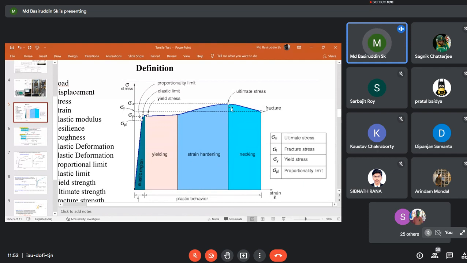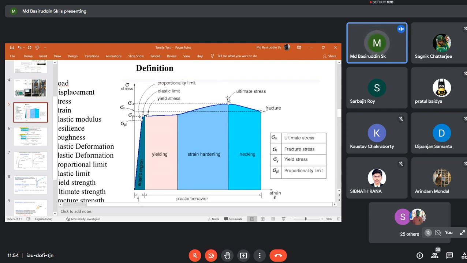Now, can you please tell me what actually happens at the UTS point, the ultimate tensile stress point? Necking starts, sir. Necking starts. So beyond that UTS, what kind of deformation is happening? Does the deformation happen throughout the gauge portion, or in some specific region? In the neck portion, the deformation continues. Okay, that means when the necking starts, the localized deformation is going on.